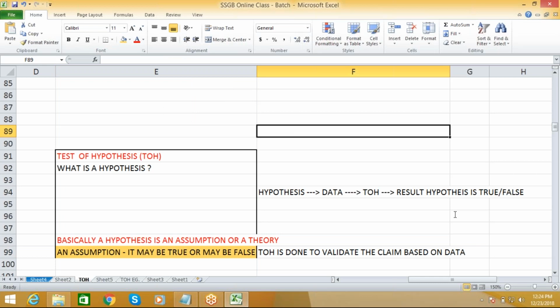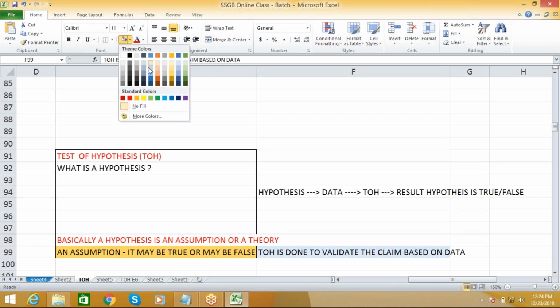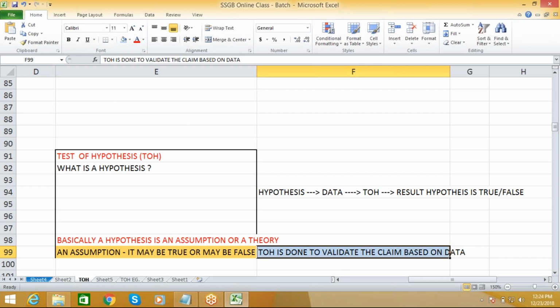Like Saurav says, we have to make the decision whether it is true or false. We don't know whether it's true or false because it's just an assumption. So how do we do that? We do the test of hypothesis. This is where the name comes from. Why is it called the test of hypothesis? Because we actually do a test of hypothesis to validate the claim based on data. This is purely data driven. Nobody knows what the truth is, so we purely go with the data, and it is a data driven approach.